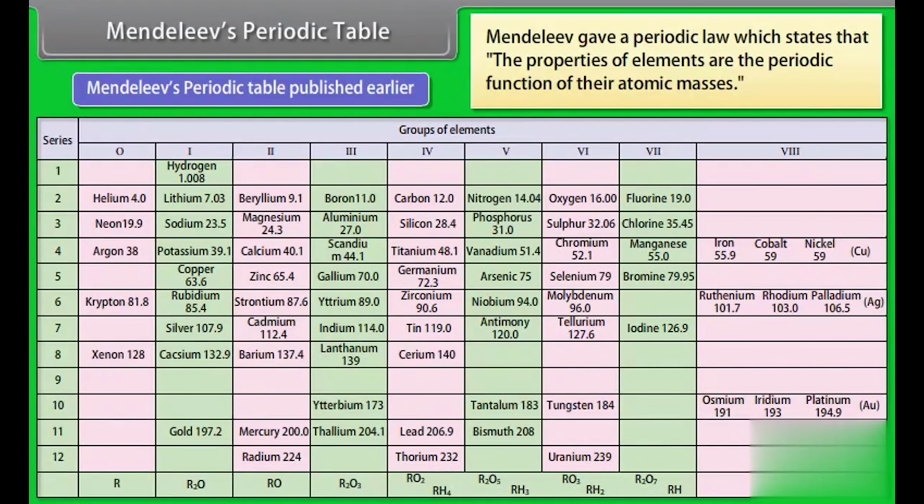For example, both gallium and germanium were not discovered at the time when Mendeleev proposed his periodic table. Mendeleev named these elements eka-aluminium and eka-silicon respectively. Number 3. With the help of this table, doubtful atomic masses of certain elements were corrected. Modern periodic law and the present form of the periodic table.